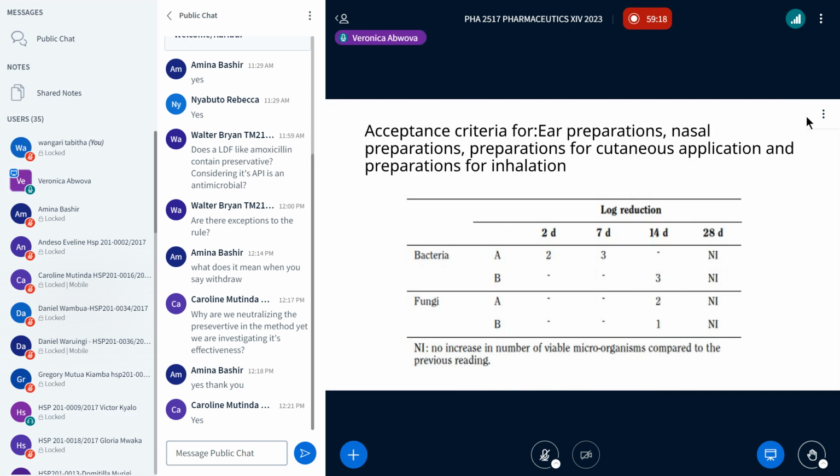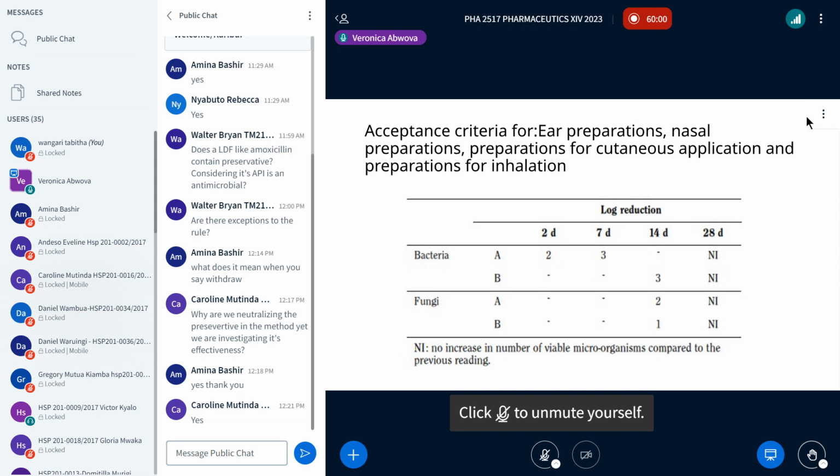So again, for your preparations, remember we divided our products into categories, okay? And we said that with the second category, again, you will check after 2 days, after 7 days, 14 days, 28 days, okay? And within the 2 days, there should be a 2-log reduction, 3-log reduction. By 14 days, you should see nothing, okay?